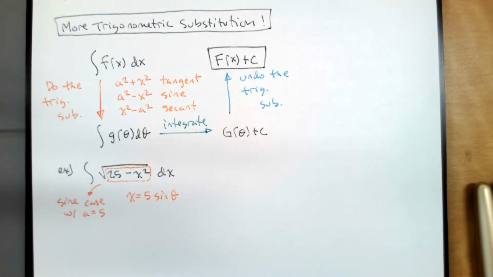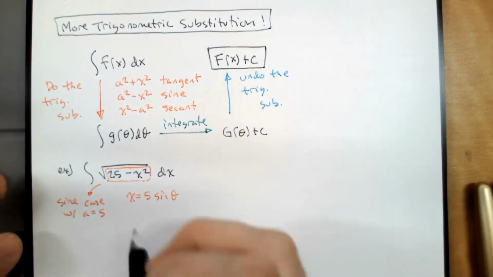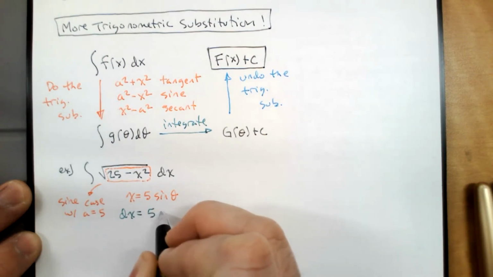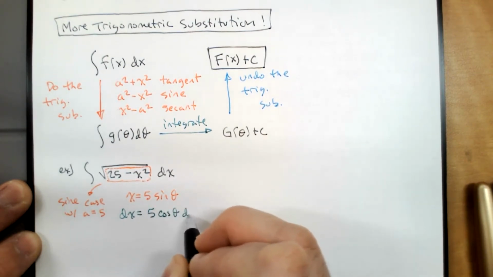Looking ahead, this is going to become 25 cosine squared theta. That's the whole point of doing this. We need to start recognizing that before we even begin writing stuff down. We need to see this 25 minus x squared, recognize this is a sine case, and know that this is going to become 25 cosine squared theta. dx is going to be 5 cosine theta d theta.